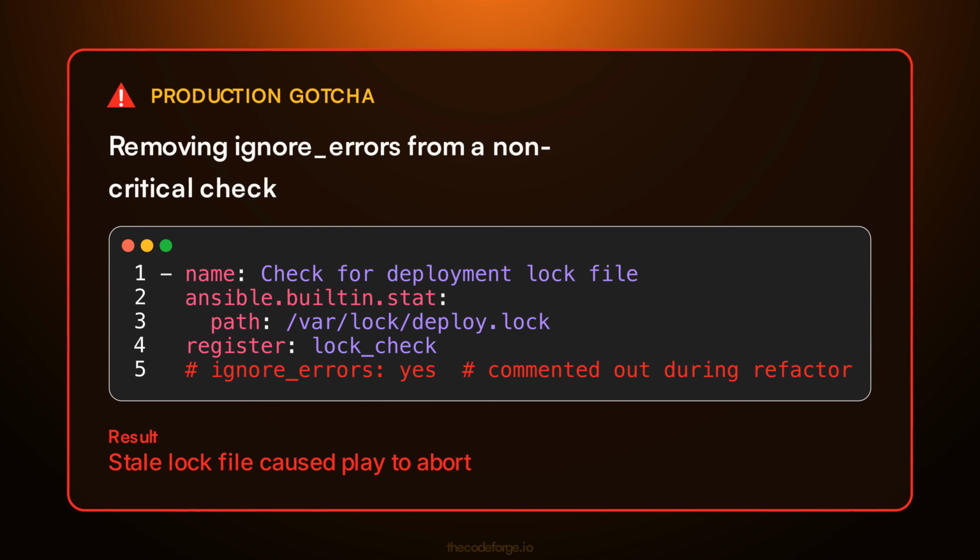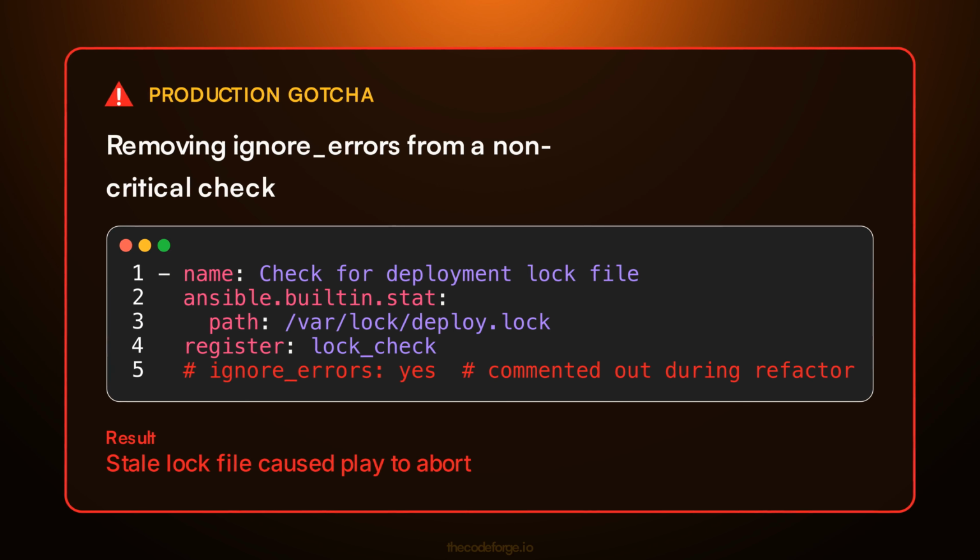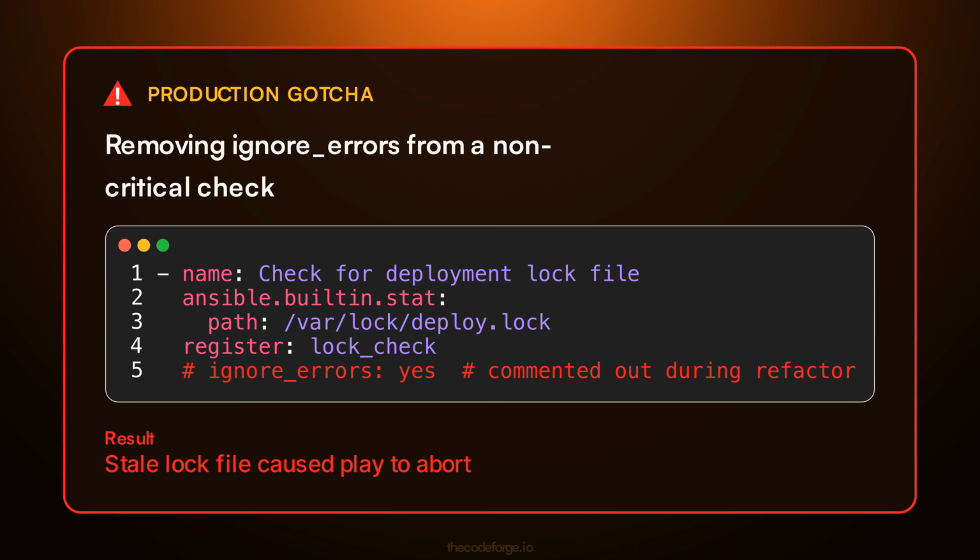This is the exact line that caused the incident. The ignore_errors: yes was commented out, so when the lock file existed, the task failed and the play aborted. Always document why a task is ignored, and never remove error handling without understanding the consequences.